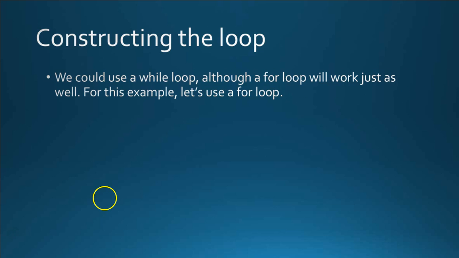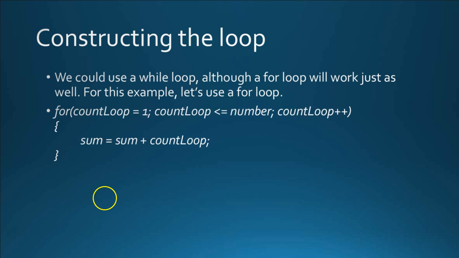Constructing the loop. So here's our loop. We could use a while loop on this, although a for loop would work just as well, and we're going to use a for loop for example here. For loopCount equals 1, loopCount is less than or equal to number, loopCount plus plus, sum equals sum plus loopCount.